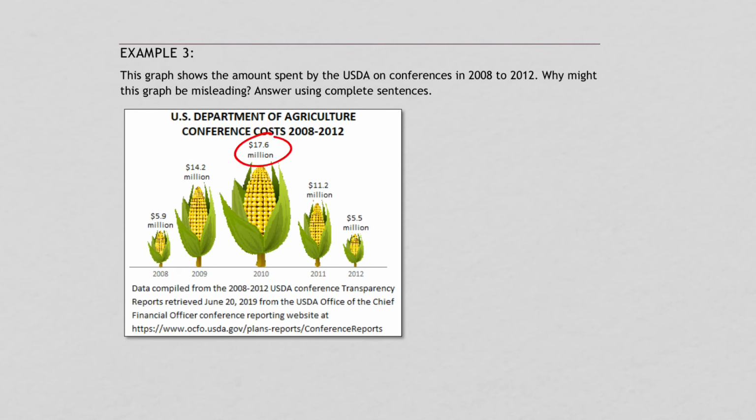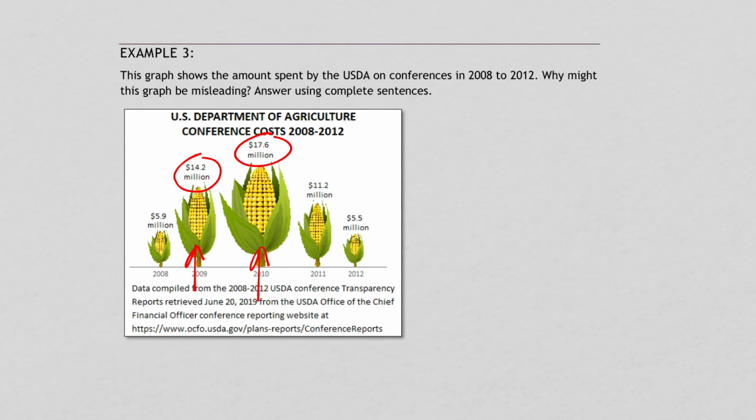Well, in 2010, the amount they spent on these conferences was $17.6 million. In 2009, they spent $14.2 million. Now look at the sizes of these corn. This one, I'd say, is more than twice the size of that one, right? But is the amount spent, $17.6 million, more than twice the amount spent in 2009, $14.2 million? No, not at all. So it's misleading because it's making us think that they spent this huge amount more in 2010, while, yes, it was more, but it wasn't that much more.